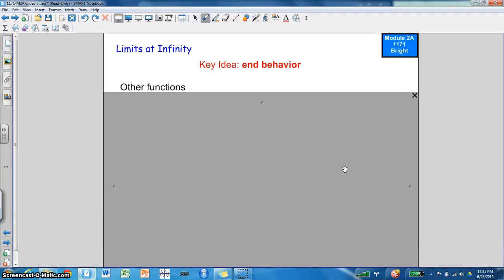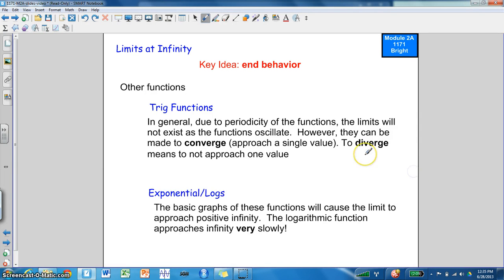And then the last type of limit at infinity is if we look at, say, two other kinds of functions. The only ones that we really have studied in depth are trig and exponentials. In general, trig functions will not have a limit, so we will say that their limits do not exist, and I'll highlight that. They will not exist because the functions will oscillate. They can, on occasion, converge. And when there is a limit, we say that it converges. If it does not have a limit, then we say it diverges.